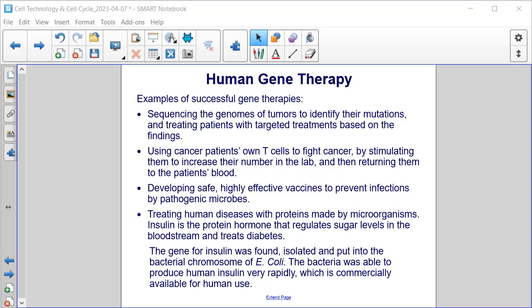Insulin is the protein hormone that regulates sugar levels in the bloodstream and treats diabetes. The gene for insulin was found, isolated, and put into the bacterial chromosome of E. coli. The bacteria was able to produce human insulin very rapidly, which is commercially available for human use.